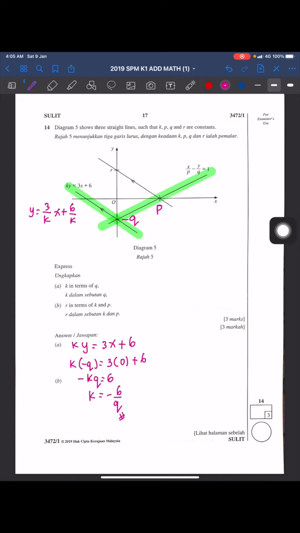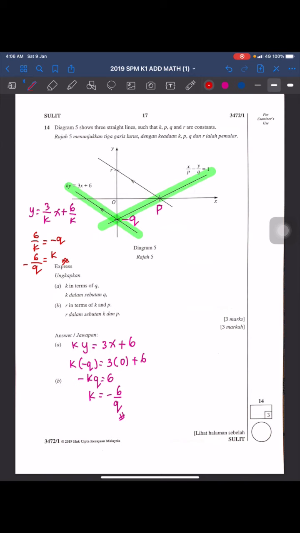So saya boleh equate kan. So 6 over k is equals to negative Q. So K is equals to 6 over negative Q. Okay. So benda yang sama. So boleh pilihlah method mana yang awak rasa selesa untuk guna. Okay. Okay, so second part.